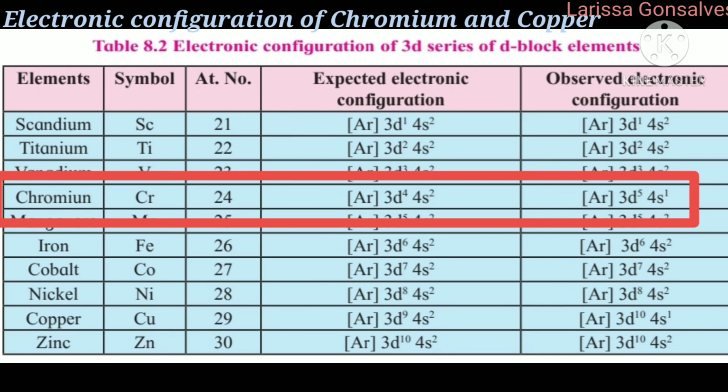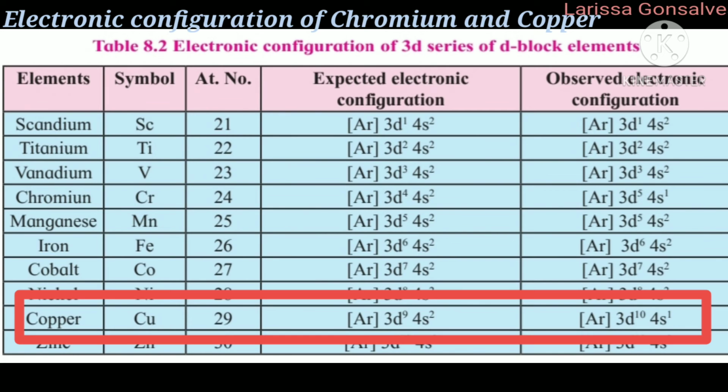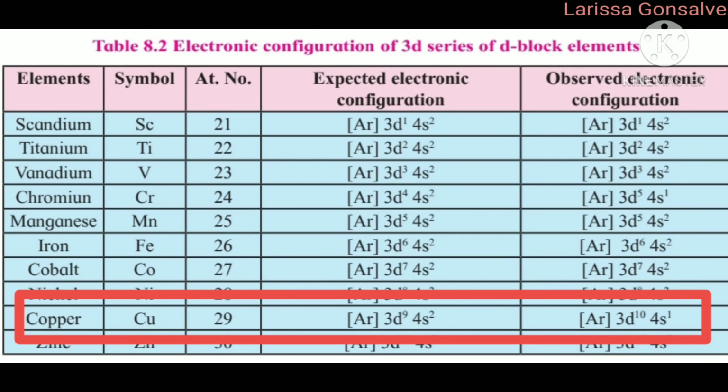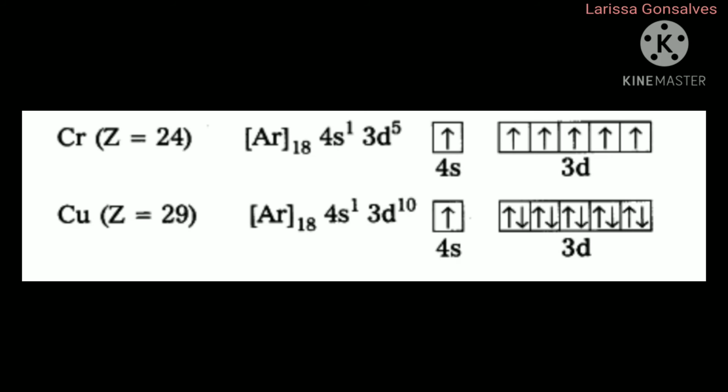Similarly, copper has atomic number 29 and the expected electronic configuration is argon, that is, a noble gas core, 3d9 4s2. But if I transfer one electron from the 4s shell to the 3d shell, I will get the electronic configuration 3d10 4s1. Hence 3d is completely filled with 10 electrons and s is half filled with 1 electron, and hence it is stable. So here is a picture which shows the distribution of electrons in the respective subshells.